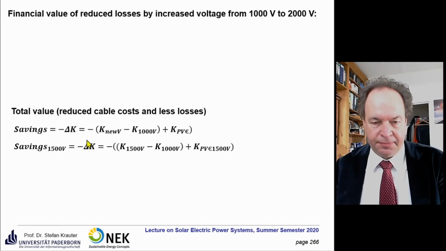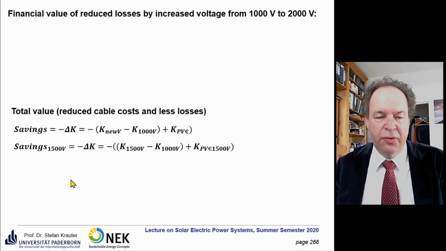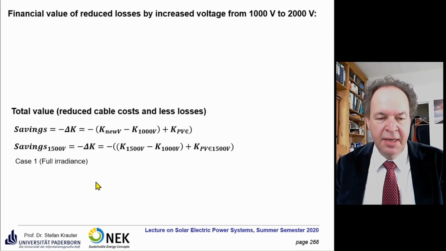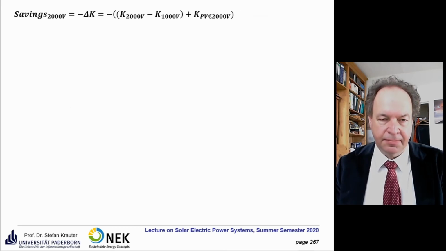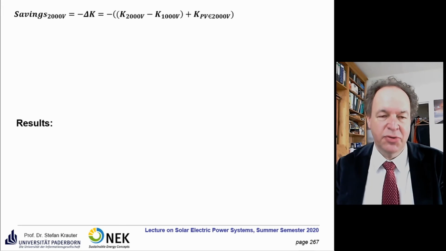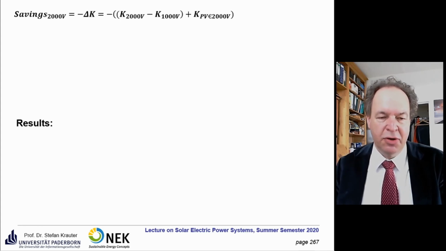So they have the reduced cable costs and or less losses, and you have to do it for every voltage separately, and for each case separately: full irradiance, because the maximum current is highest, and for the second case also, if you have an equal irradiance. Same for 2000 volts, and also for 2000 volts. No, we didn't consider 2500, 2000 volts only. And then you should judge whether this measure makes sense: does it make sense to increase the voltage, or how much would you gain, or how much would it cost you?